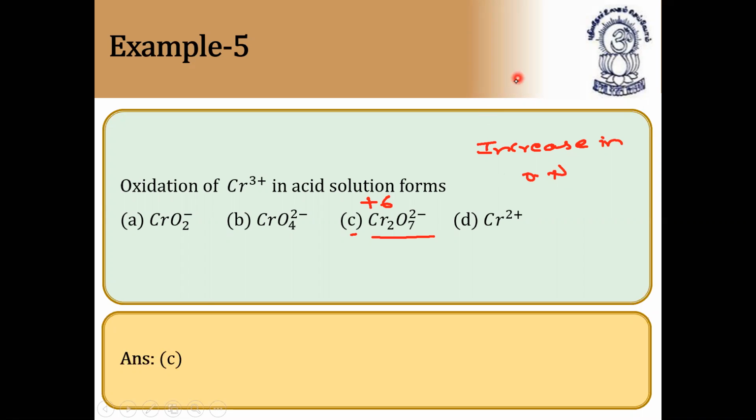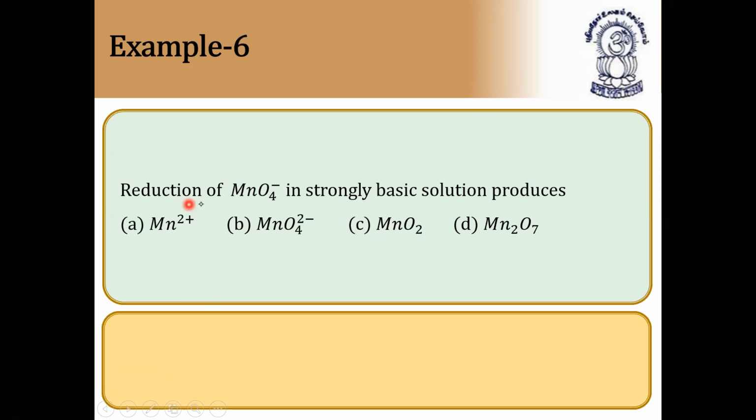Next question, question number 6. Reduction of MnO4 minus in strongly basic solution produces what? MnO4 minus, that is plus 7 state, in strongly alkaline medium produces Mn2O7. So it is also plus 7, and this is plus 4 state. So plus 6 state changes to plus 4, plus 7 state. So the answer is Mn2O7. Option is D.